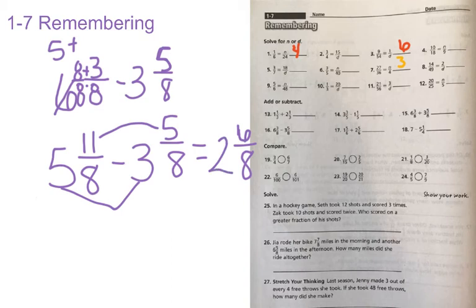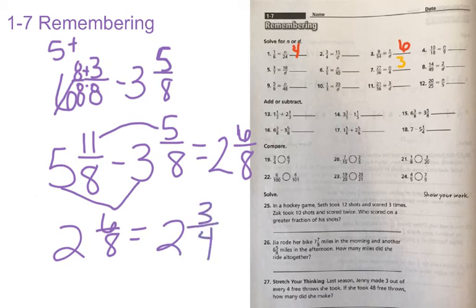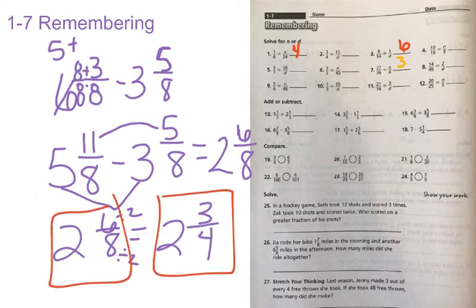So 2 and 6/8 is our answer. You could also reduce 2 and 6/8 because 2 is a common factor of both, and it could become 2 and 3/4 because 6 divided by 2 is 3 and 8 divided by 2 is 4, so 2 and 3/4. I would take either answer, 2 and 6/8 or 2 and 3/4.